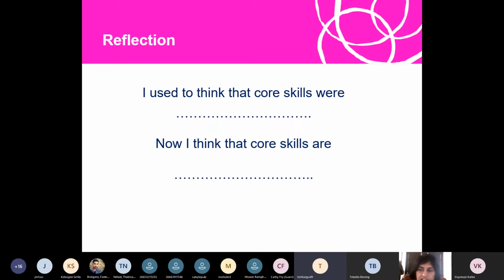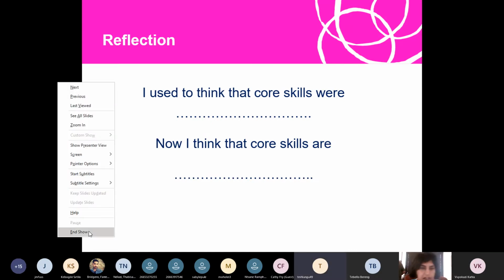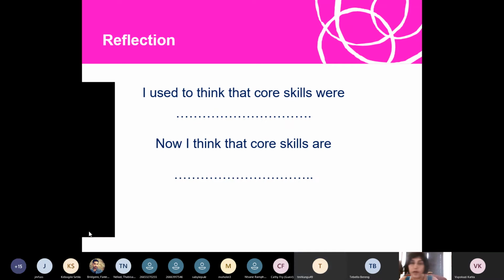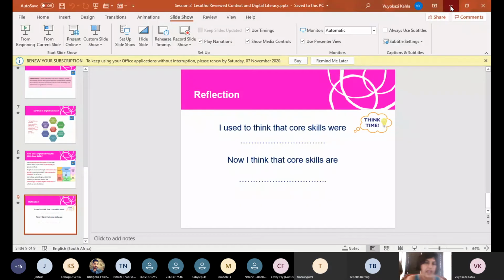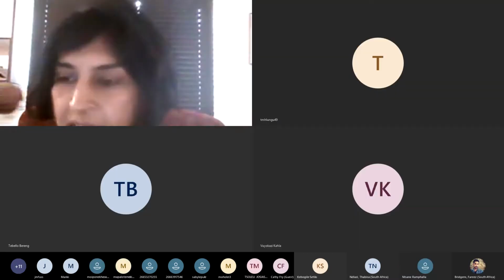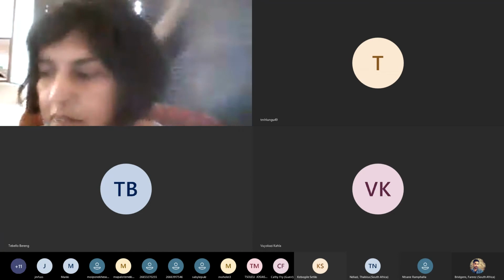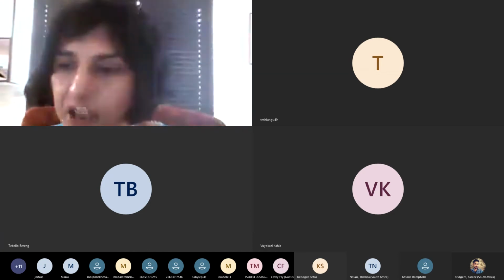Buyo, as the participants are responding, you can go to your slide. Just wait for them to respond. Okay, thank you so much. Right. So I used to think core skills were, I now think core skills are. What is your response to that? I think core skills were not so important. I think core skills are important and need to be well planned and implemented. Excellent point. And where does that planning come? That planning comes in your lesson plans, which will be explored a little bit later on.